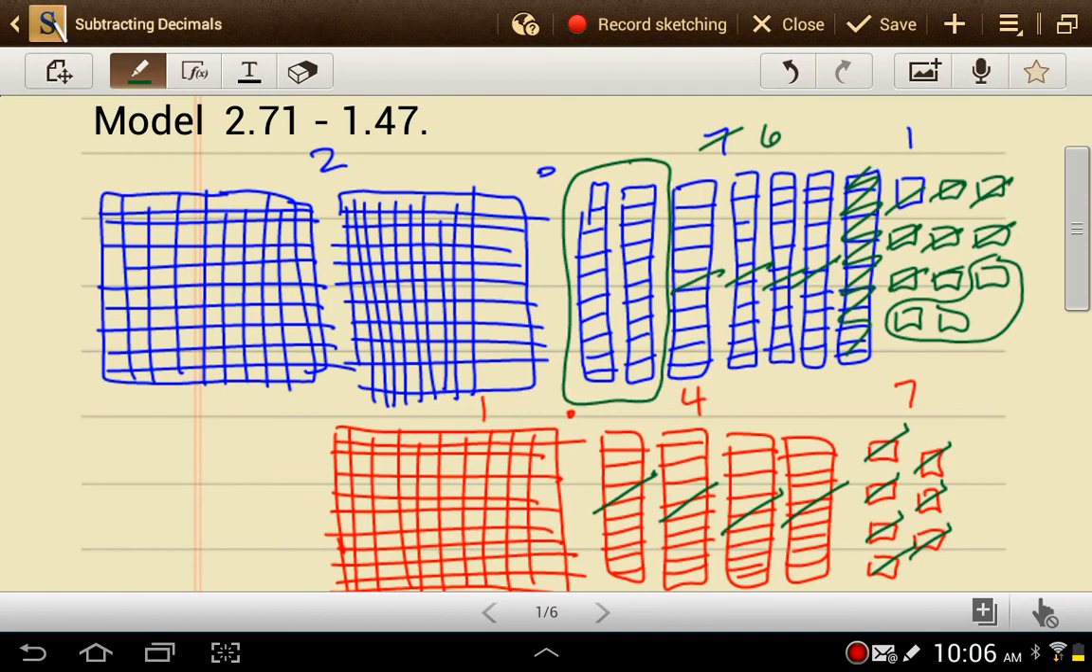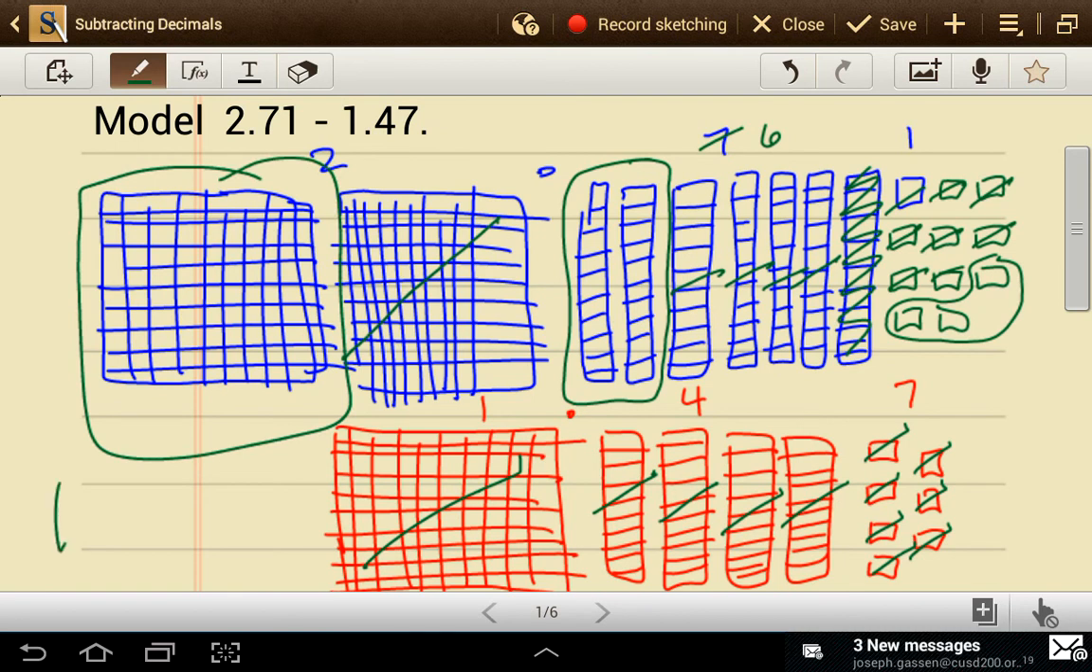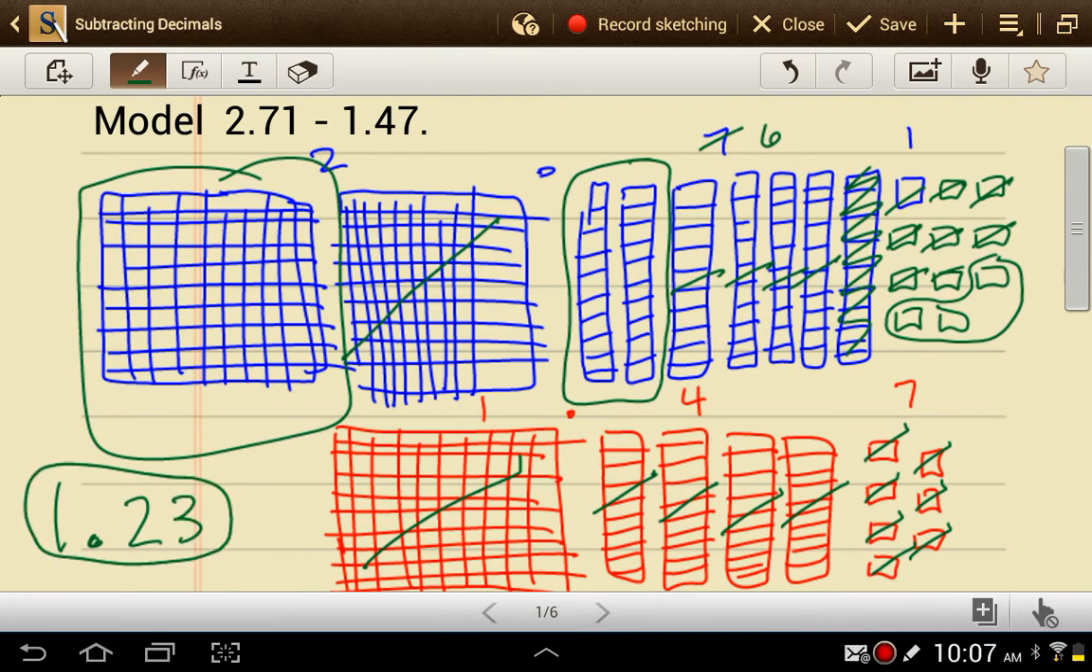Now notice I start with my lowest place value and I'm moving to bigger place values. I'm going to cross off 1 unit there with 1 unit there, and I'm left with that. So my final answer is going to be what I have circled and what I have left. I have 1 whole amount, and I have 2 tenths, and I have 3 hundredths. 1 and 23 hundredths. And that would be my final answer.